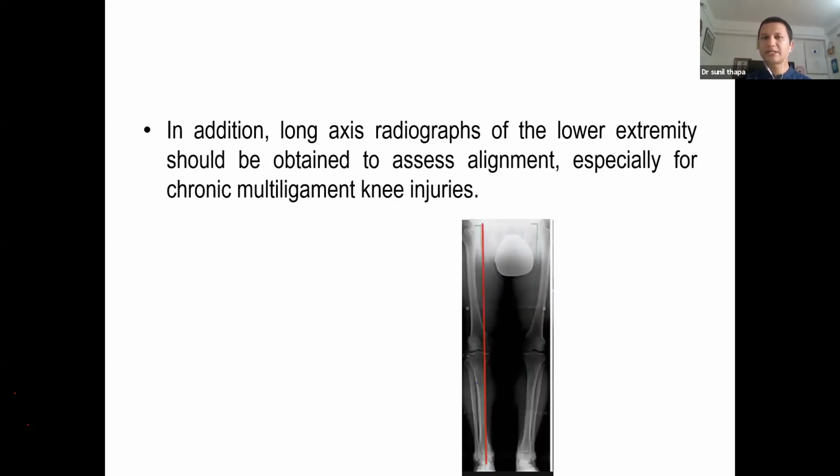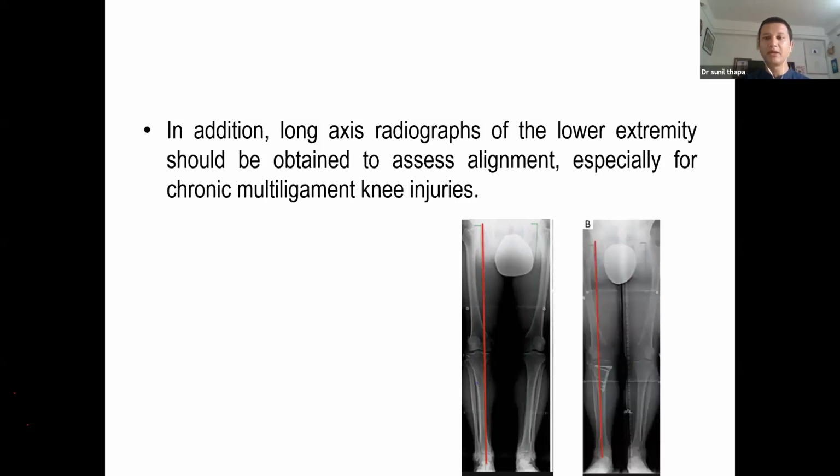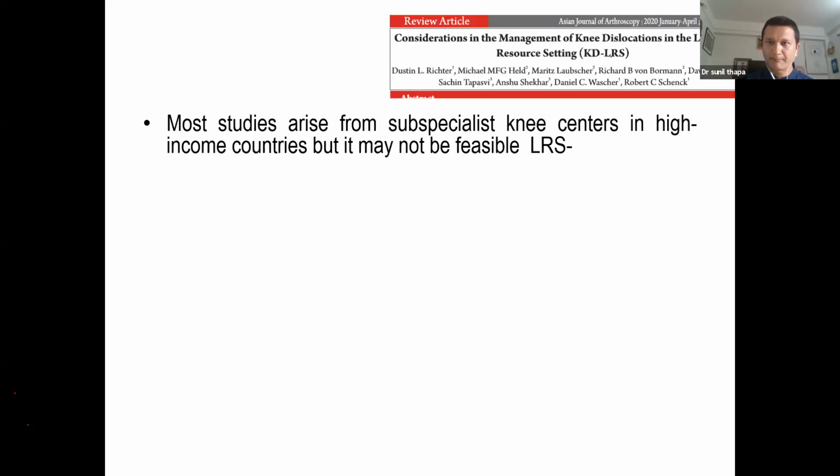In a chronic long-standing case, the knee might have gone into malalignment, especially in PCL injury. There may be varus malalignment, and we may have to do a long-standing film. If you don't get a proper film and try to reconstruct the ligament before correcting the malalignment, the reconstruction will fail, and we have to do a corrective osteotomy before, or it can be done concomitantly with ligament reconstruction.